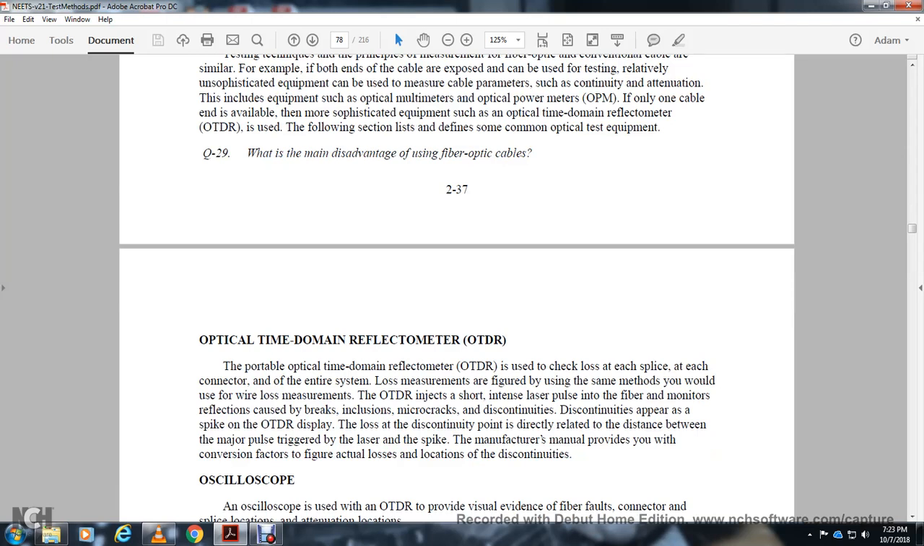Optical time domain reflectometer. The portable optical time domain reflectometer is used to check the length of each of the splices and each of the connectors in the entire system. It works by the same method as with the wire line.